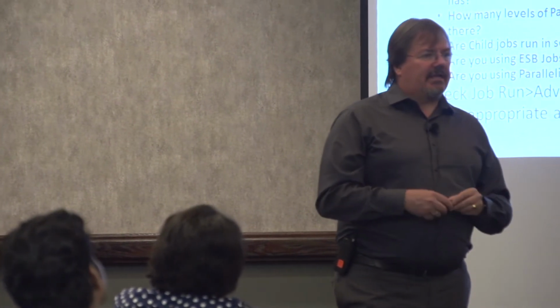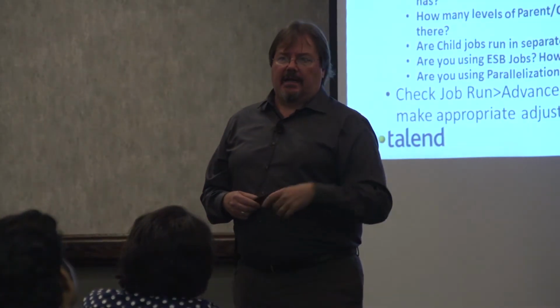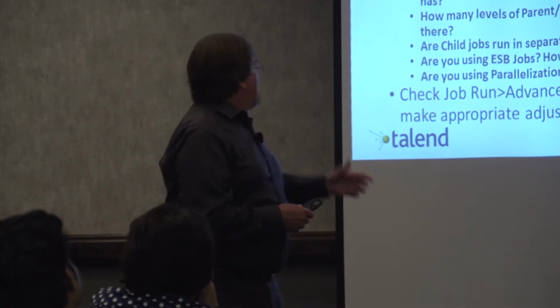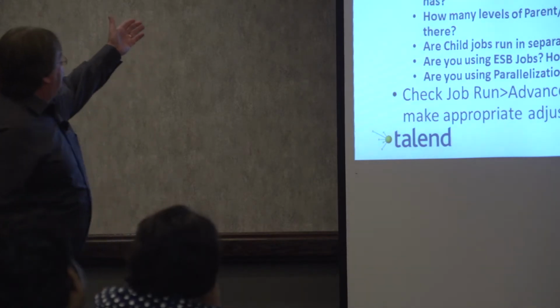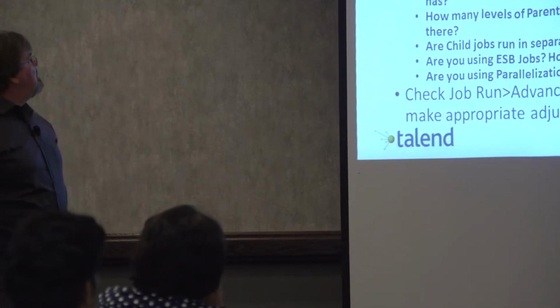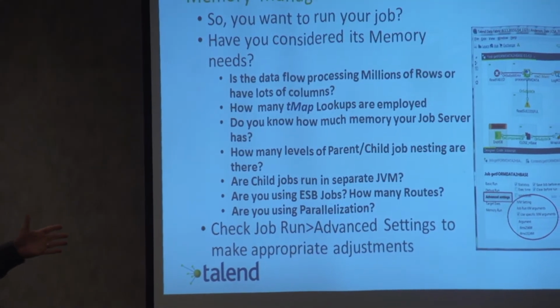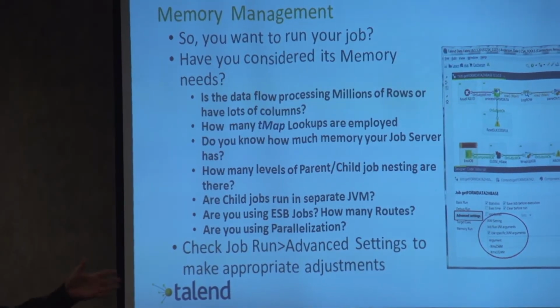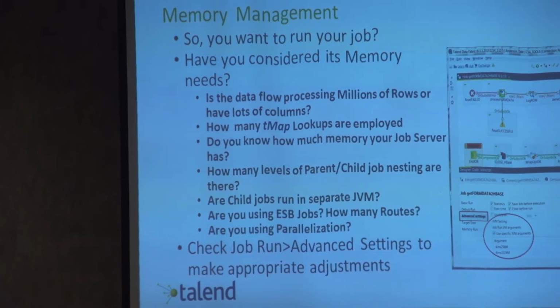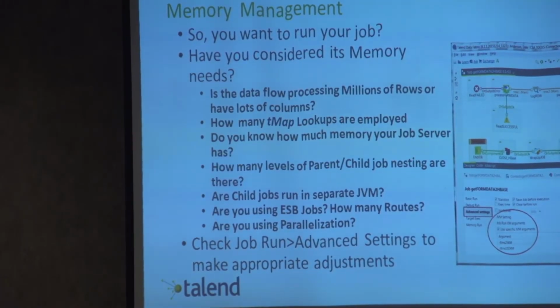How we control it is in our job designs. And I've alluded to some of them already. You can see my list here. Here are the questions you want to ask. How many millions of rows am I processing? Or how many columns am I processing? Am I processing 20 or 700? This affects how much memory is going to be used.